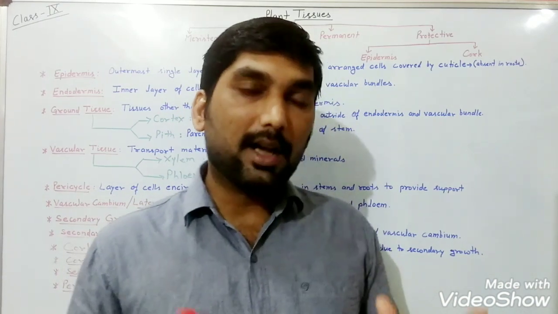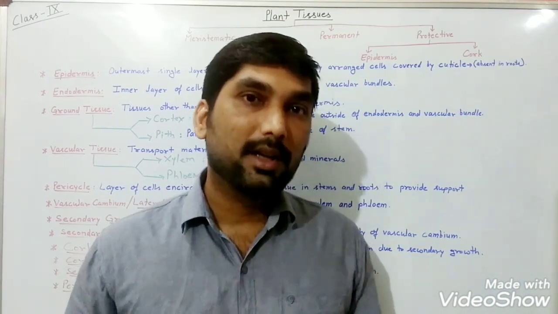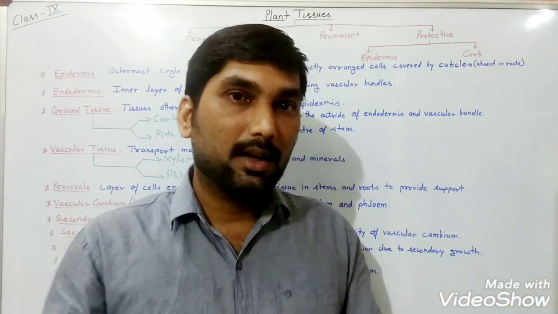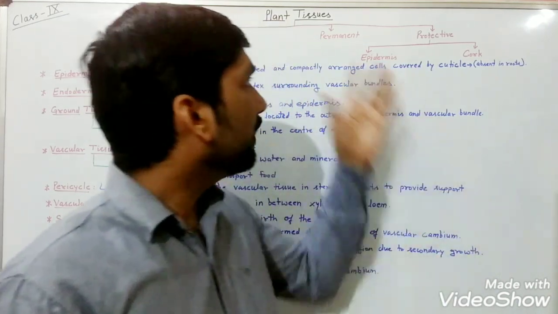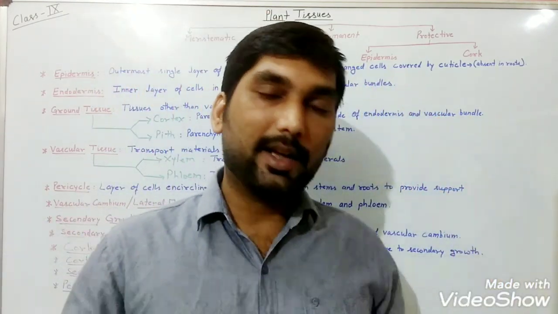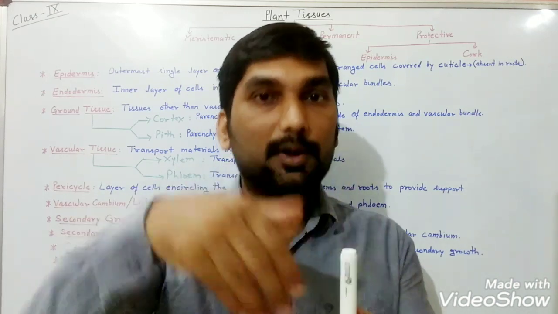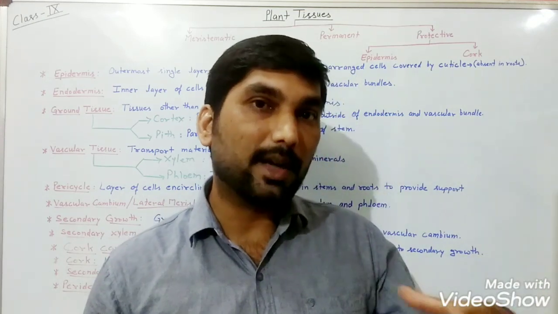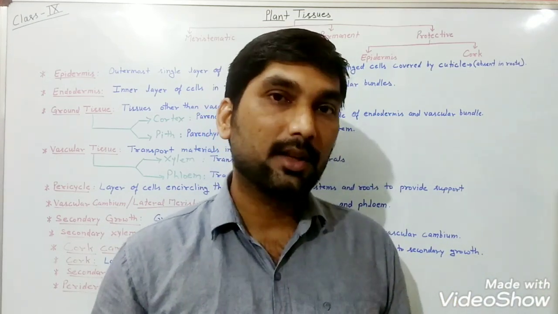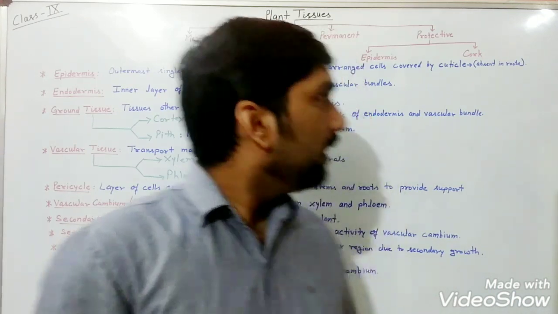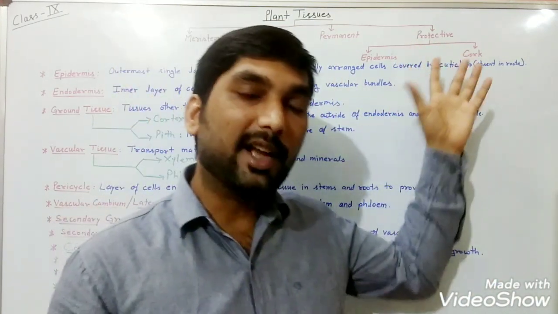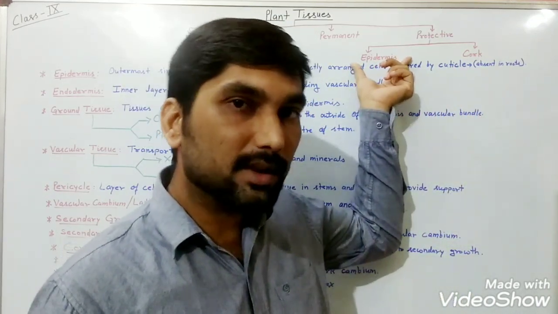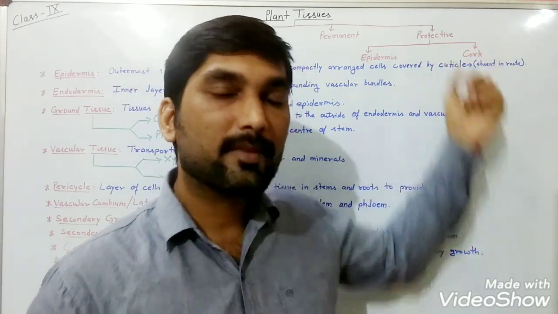Actually, protective tissues are the tissues which are present at the outermost layer of the plant, and they are actually permanent tissues. But since they are present at the outermost layer of the plant and perform the function of protection from the external environment, that's why they are known as protective tissues. When we talk about the types of protective tissues, they are of two types. The first one is epidermis and the second one is cork.